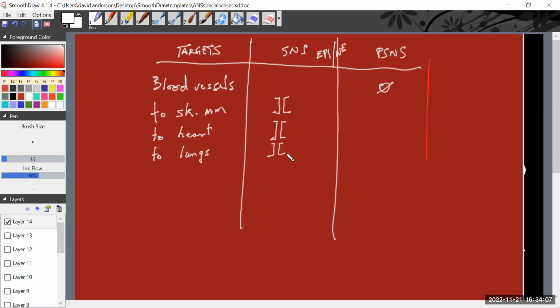Now, here's the trick. What about to the digestive system? Constrict. Exactly. We do not need extra flow to the digestive system during fight or flight. And another example is to the kidneys.